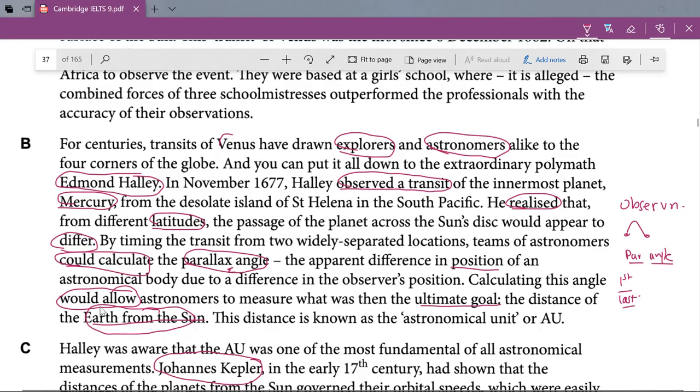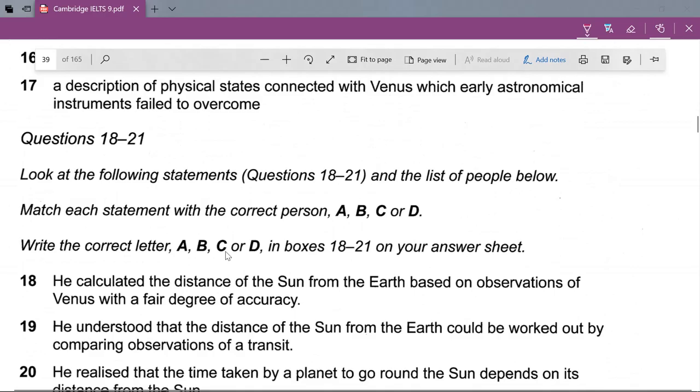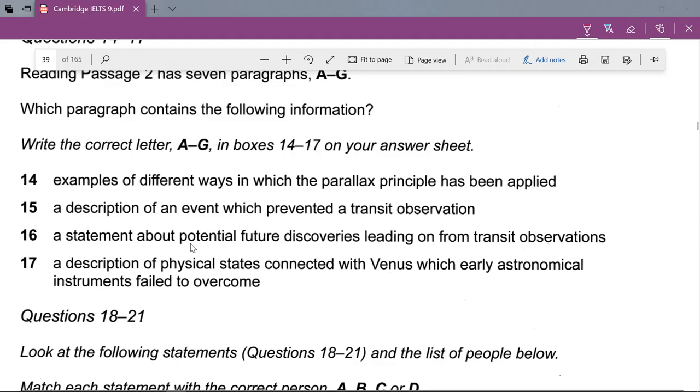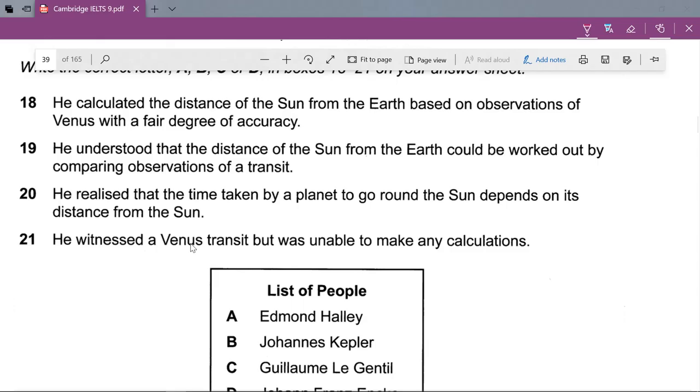Astronomers could calculate parallax angle, the apparent difference. Calculating this angle would allow, it's saying would allow, astronomers to measure what was the ultimate goal, the distance of this. So basically, I understand that Halley gave this idea for the first time, that calculating this parallax angle would help us to find it.